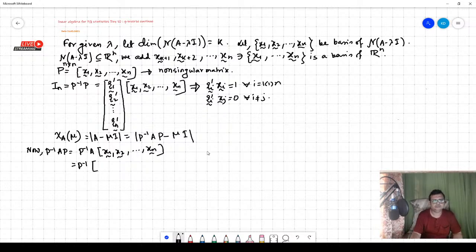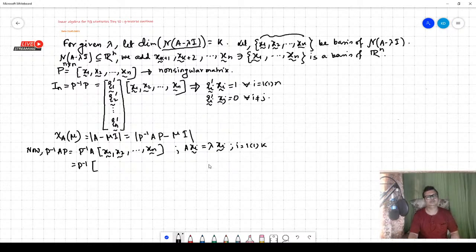We know the basis of a null space. Mind it, please listen carefully. I will go very slowly through this portion. Since the null space of A minus lambda I has a basis, which I denote by x1, x2, up to xk, that means A xi equals lambda xi for i equal to 1 to k. Agree?